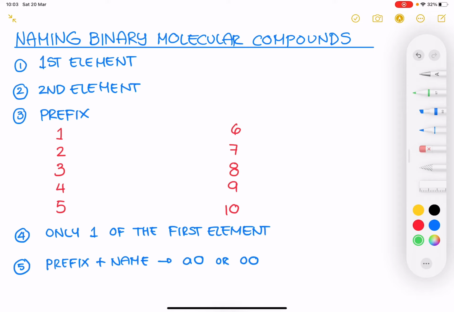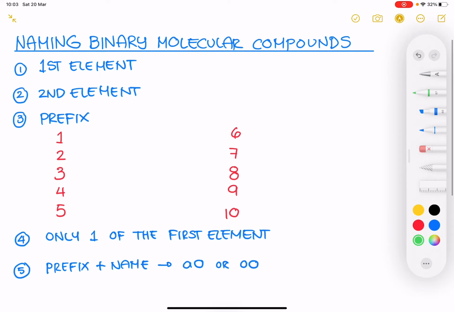Okay, so when we name it, we have two parts. The first element is just given its usual name. The second element is given its root, and then followed by IDE. Now, to indicate how many atoms are in the molecule, we use prefixes.